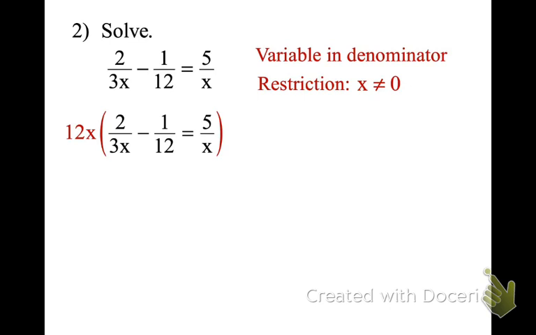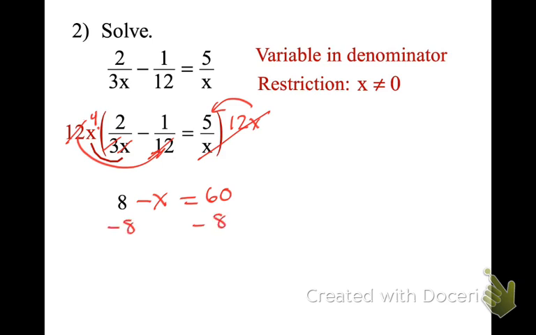So when I multiply 12x times the first term, what does it simplify to, David? It simplifies to 4 times 2, which is 8, good. Then I'm going to distribute again, and the 12 is going to cross cancel, and I'm left with x times minus 1, which is minus x. And then I'm distributing again, and the x's cross cancel, and we're left with 60.